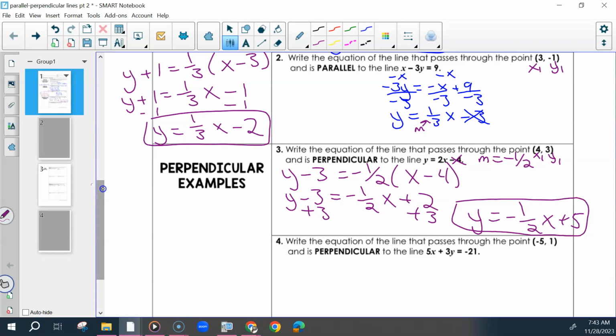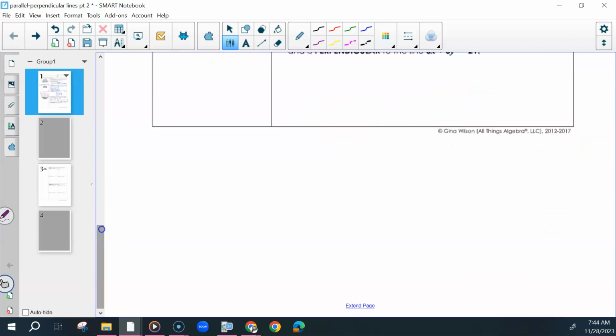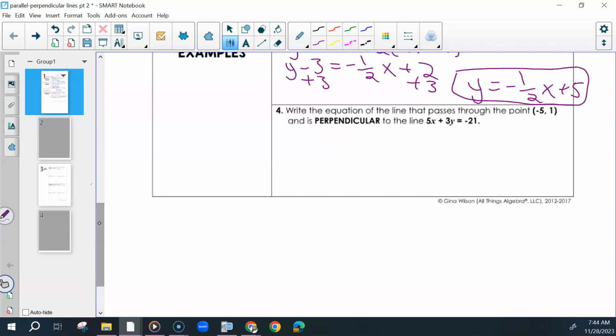Other questions on that one? Four is like a combination of 3 and 2. We have to not only change the slope after we figure out what it is, we also have to solve the original, get it back to slope intercept form. Alright, so let's solve this first. Subtract 5x on both sides.